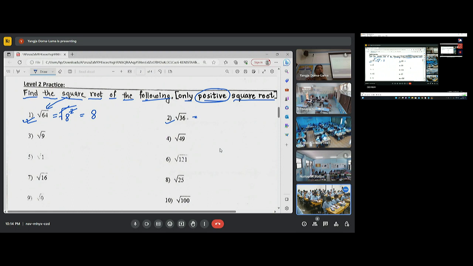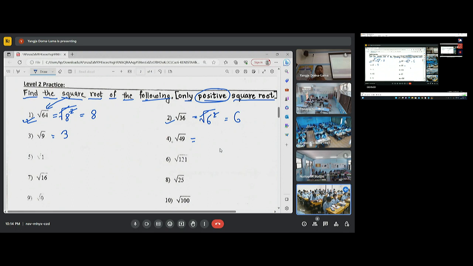How do you read number 2? Root 36. How much is root 36? 36 is 6 square, so we get 6. So these are easy square roots. You can directly write the answer. But please remember how to read these numbers also, okay? How do you read number 3? Root 9. Root 9 is how much? 3.